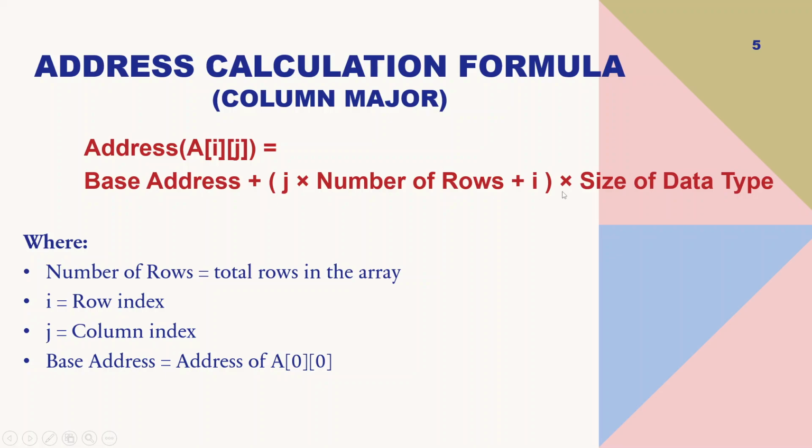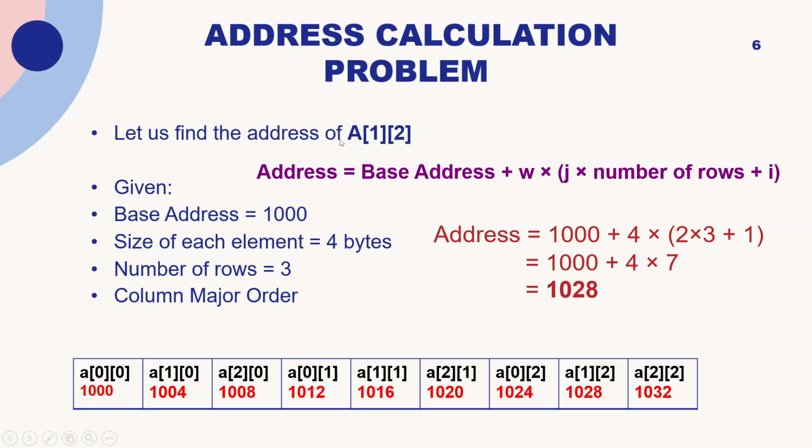Here i is the row index, j is the column index, and base address is nothing but the address of the first row and first column. Now let us find the address of A[1][2].